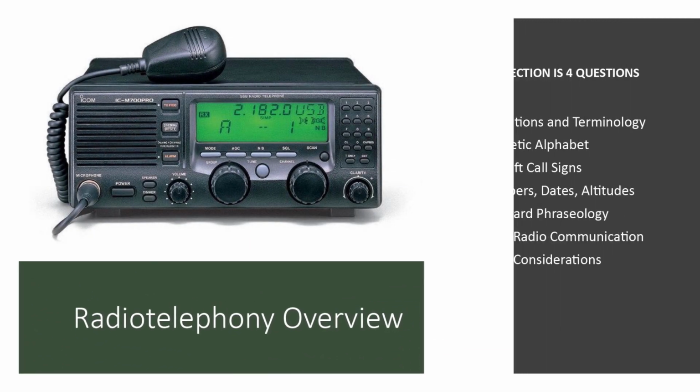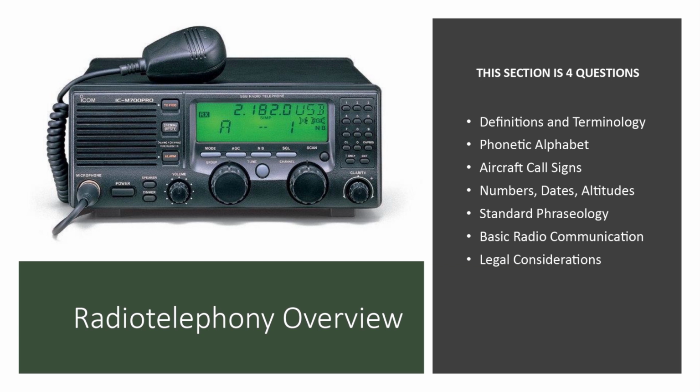Our last module is radio telephony. This section has 4 questions. For this particular knowledge area, you want to ensure you reference our slides, the Industry Canada Radio Study Guide, and the Aeronautical Information Manual. Key areas to focus on include definitions and terminology, your phonetic alphabet, who aircraft call signs are issued by, numbers, dates, altitudes, standard phraseology, basic radio communication, and legal considerations. Everything listed has applicable references.